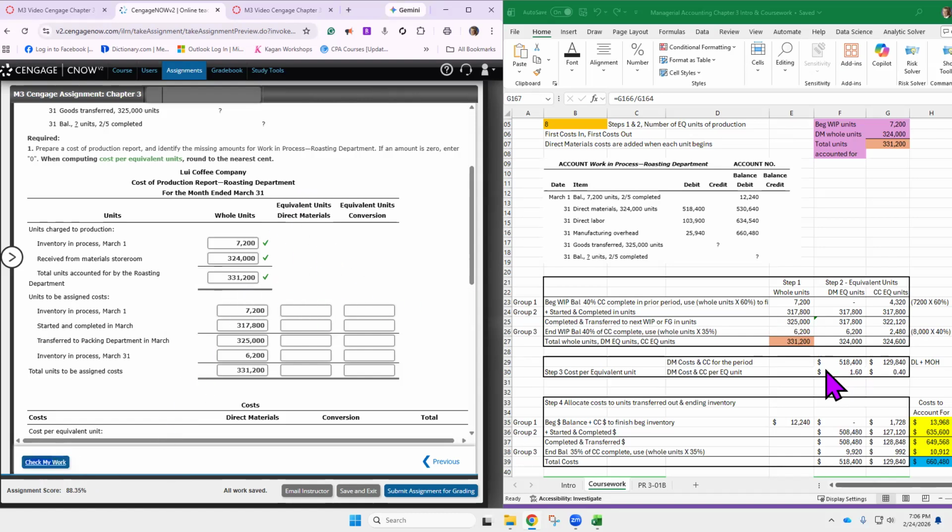Okay, now we're going to talk equivalent units. Remember, the beginning inventory already has all the direct materials they need, so that's going to be 0. How complete is inventory in the beginning? It is 2/5. 2/5 is 40%. Okay, so that's what I have here. 40%. So you need 60% to finish them. So 60% times 7,200 gives you 4,320.